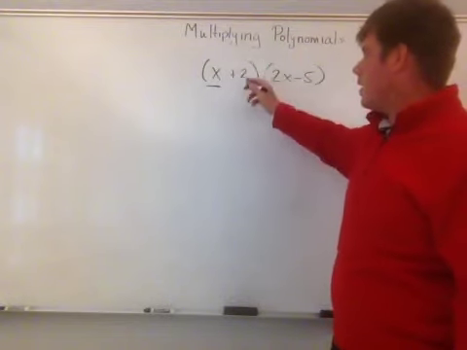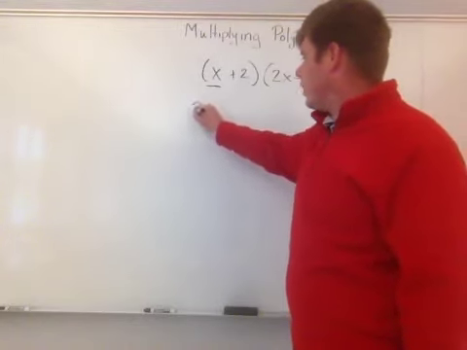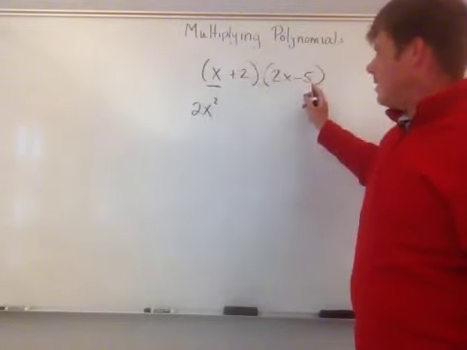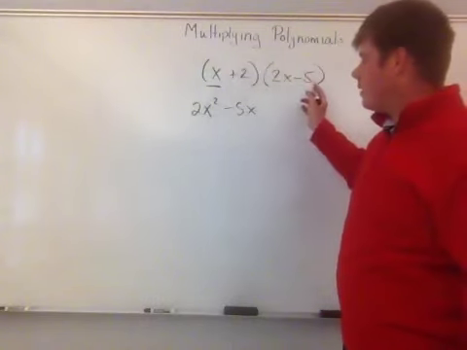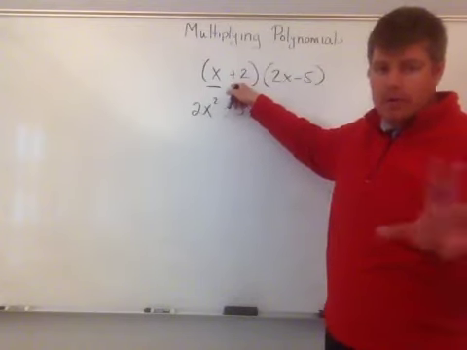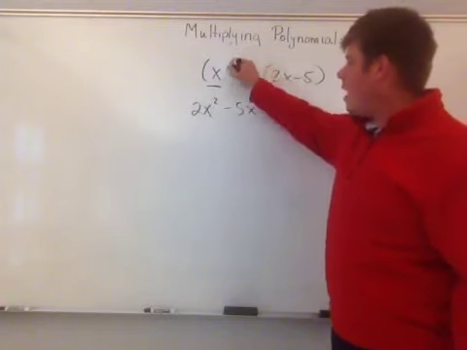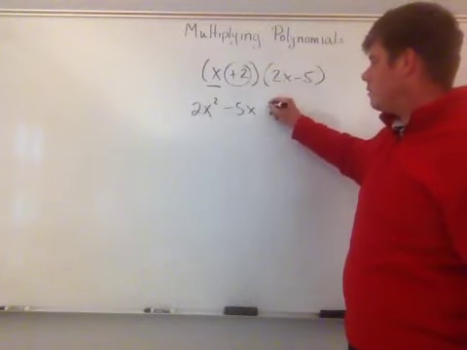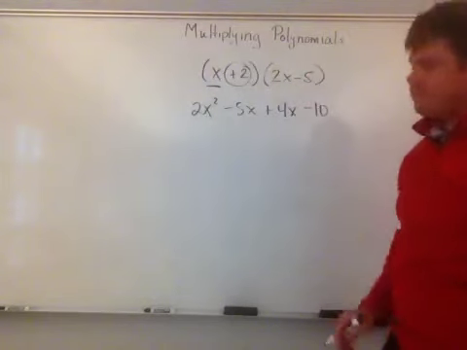So distribute the x first. When I distribute the x, I get x times 2x minus 5, which gives me x times 2x, which is 2x squared. Distribute the x to the negative 5 now, so x times negative 5 gives you negative 5x. Okay, now that I've taken the x and multiplied everything in here, I'm done with that, and I move to the next term in this first quantity. So now I'm distributing this positive 2. 2 times 2x is positive 4x, and 2 times negative 5 is negative 10.